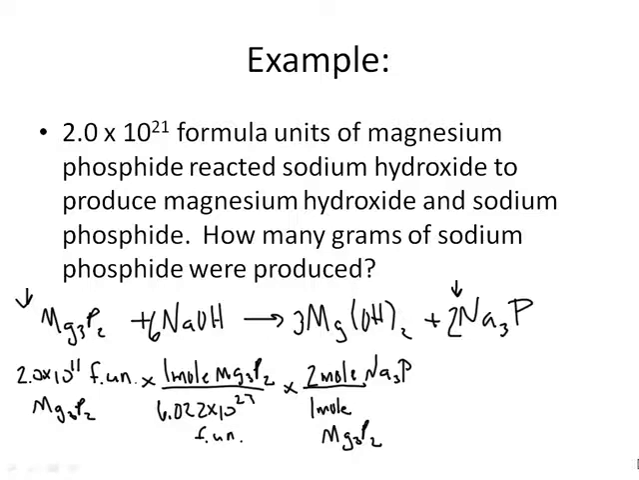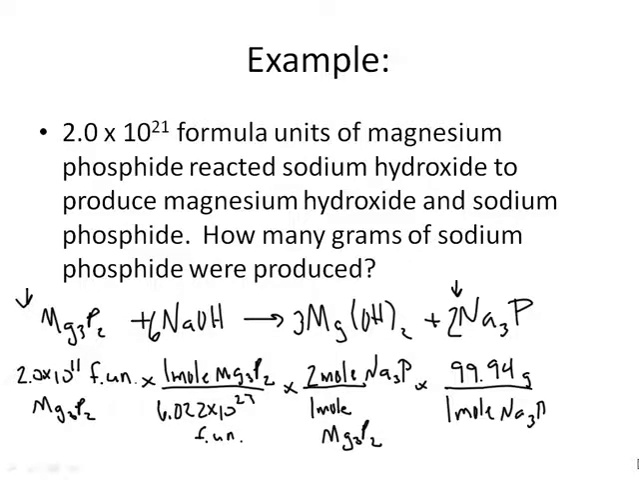And my last step is to convert to the desired unit. So 1 mole of Na3P. And I need the molar mass of sodium phosphide, so 3 sodiums, 22.99 times 3, plus 1 phosphorus, 30.97, gives me a molar mass of 99.94 grams. And then put it all in your calculator.